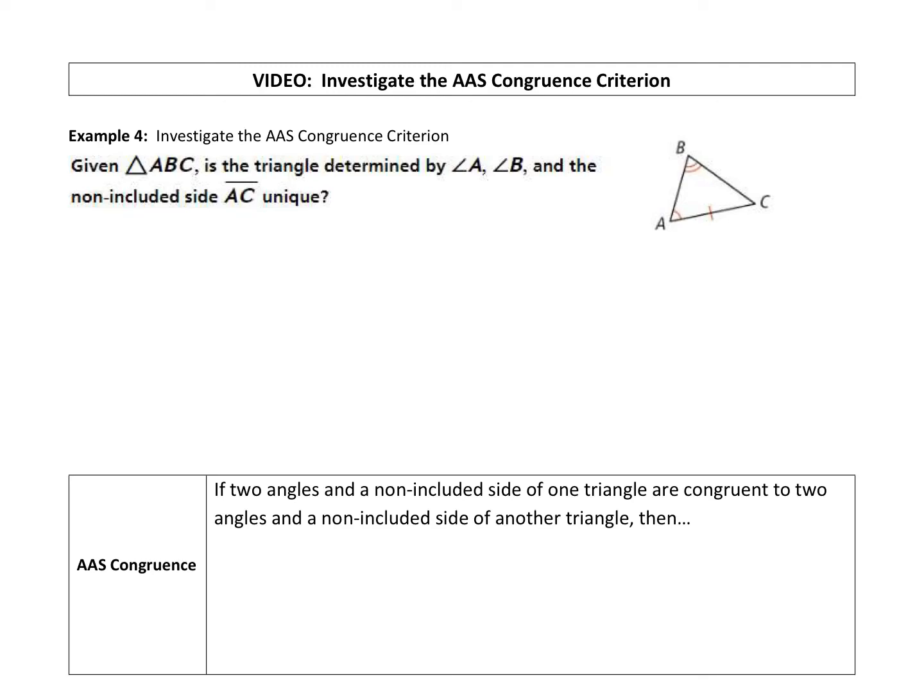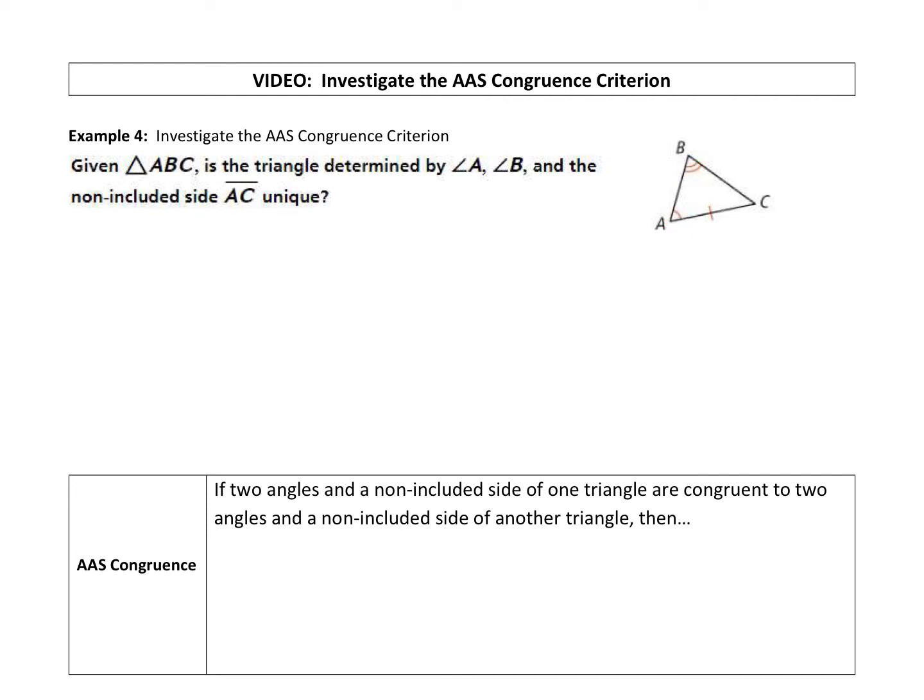All right, in this video, they want us to investigate the angle side congruence criterion. So I'm just going to talk about what it is. We're not going to do a whole investigation. Here's a triangle where we have a congruency mark on one angle and a congruency mark on the other angle.